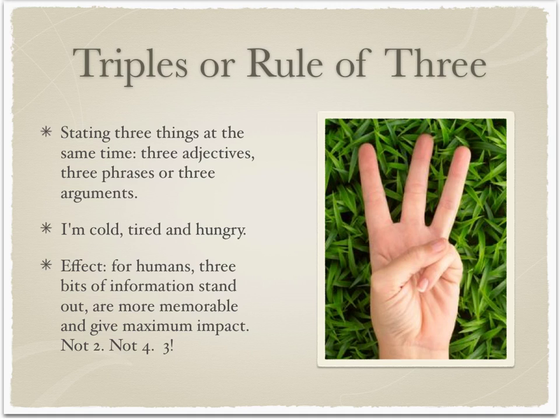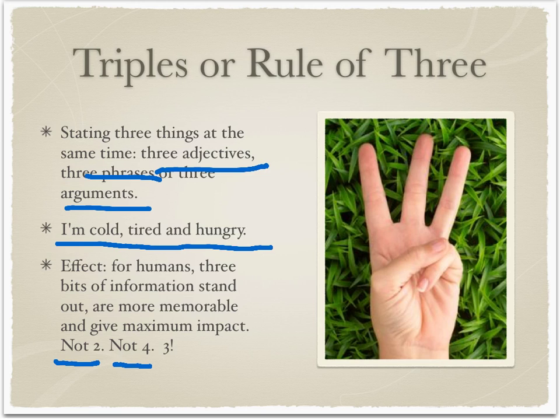And finally, rule of three. Human beings seem to retain information that's given to them in groups of three. That could be 3 adjectives, 3 phrases, or 3 arguments. An example of this would be, I'm cold, tired, and hungry. For some reason with human beings that stands out more, and it's also more memorable. Not 2 things, not 4 things, but 3 things.